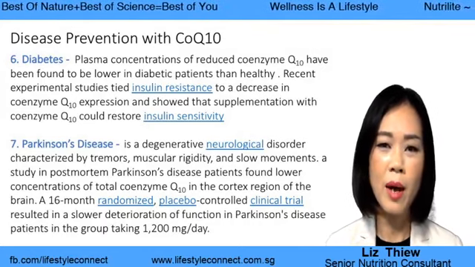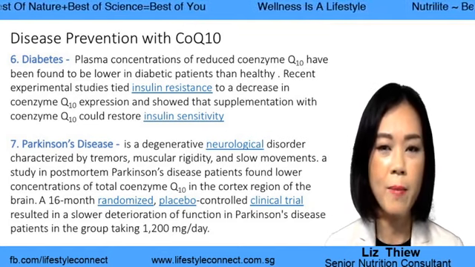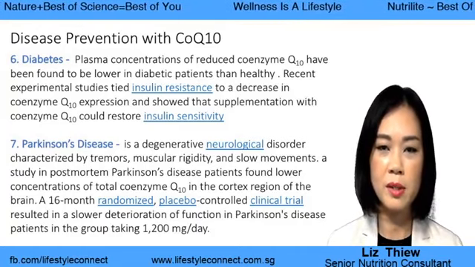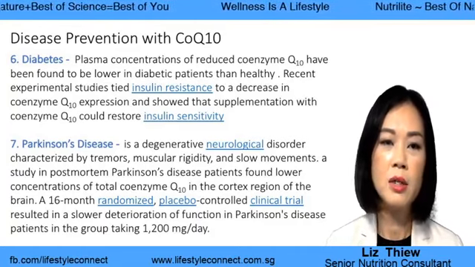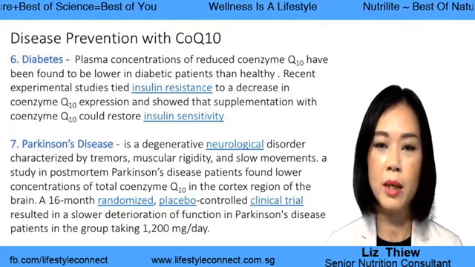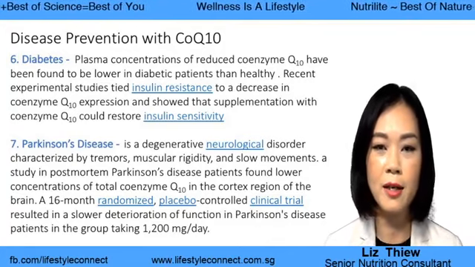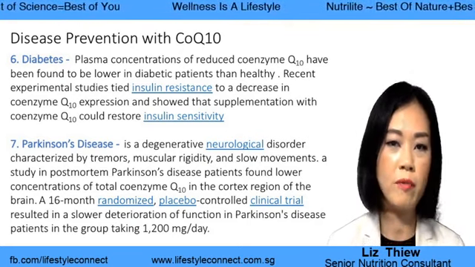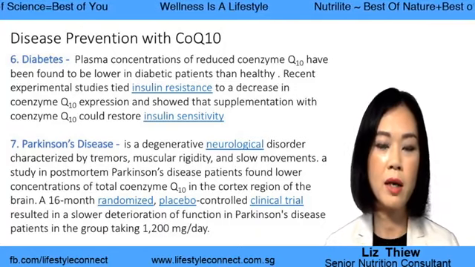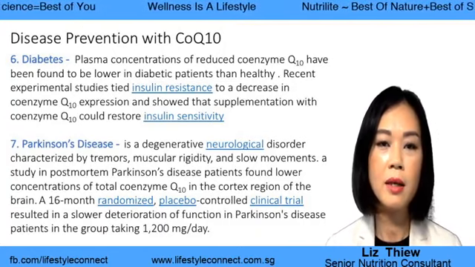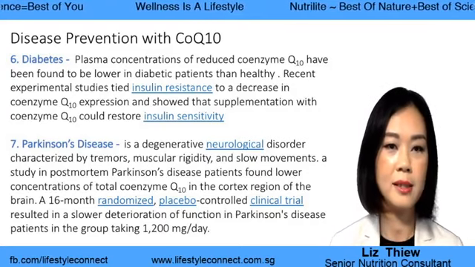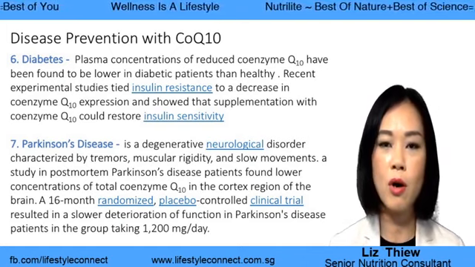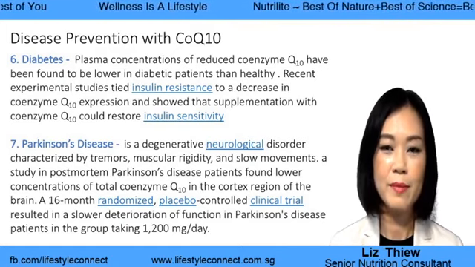Some people are quite healthy when they were young, but as they grow older to 50, 60 years old, they start to have insulin resistance, although they have been eating healthily. So this could be due to the drop in coenzyme Q10 in their body. And that's why they start to develop insulin resistance. And subsequently, if they don't control their diet, it will quickly go into diabetes. And supplementation with coenzyme Q10 could restore the insulin sensitivity.